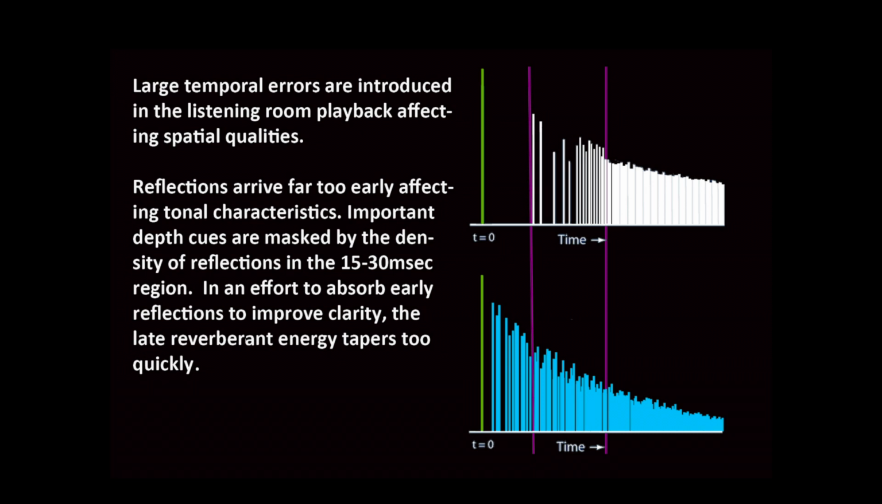Large temporal errors are introduced in the listening room playback, affecting spatial qualities. Reflections arriving far too early affect tonal characteristics. Important depth cues are masked by the density of reflections in the 15 to 30 millisecond region. In an effort to absorb early reflections and improve clarity, the late reverberant energy tapers too quickly.